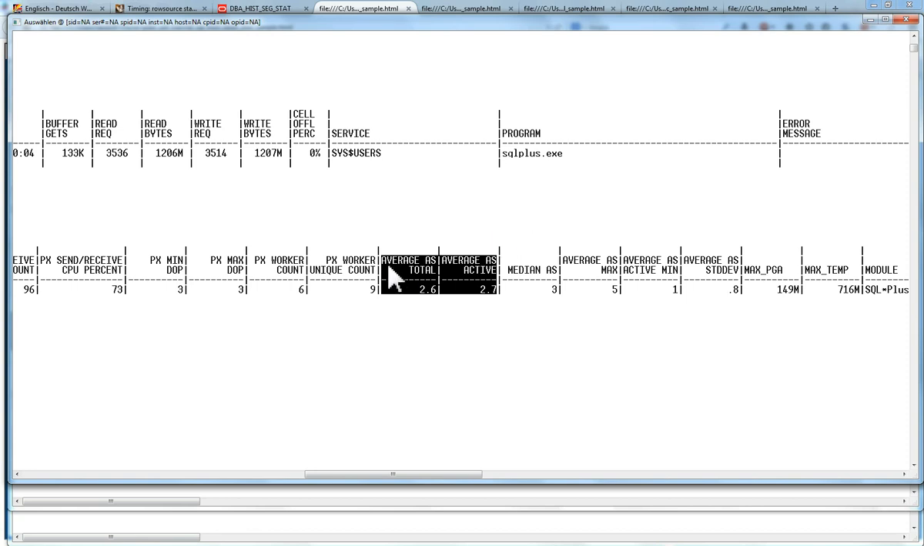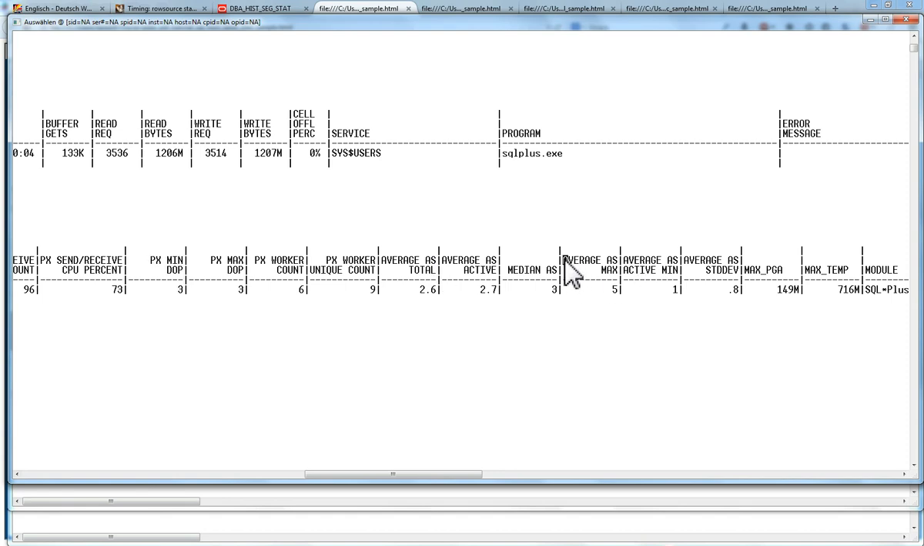Another possible explanation, and therefore these two values are important, of an average that is different from what you expect is that you might have different degrees. So if, for example, a part of your execution plan operates at a degree of 2 and another part at a degree of 16, then of course the overall average might be influenced by this lower degree and might give you an overall average that is far lower than the 16 that you possibly might have expected.